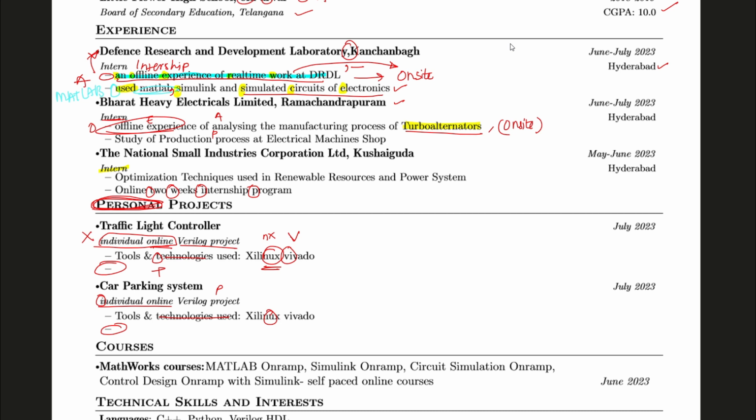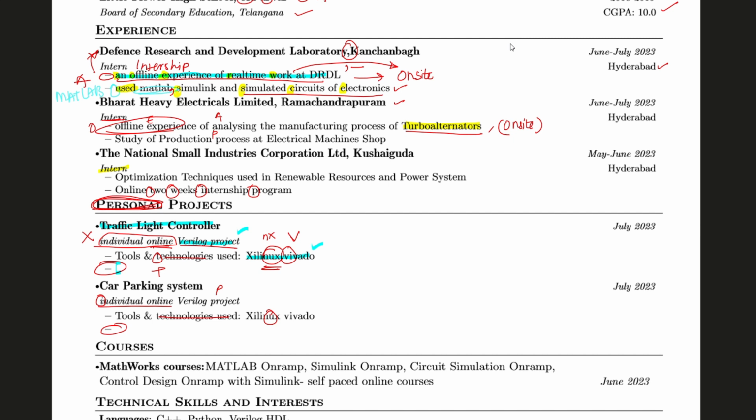Let's say I'm the interviewer and I'm going through this resume. I came to the project section and I read traffic light controller. Okay, this is a Verilog project, fine. And you have used Xilinx Vivado. Okay, got it. But what exactly am I understanding about this? I just understand it's a Verilog project and you used Xilinx Vivado. Nothing more than that, correct?